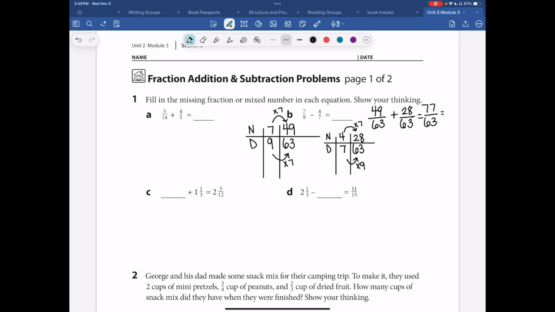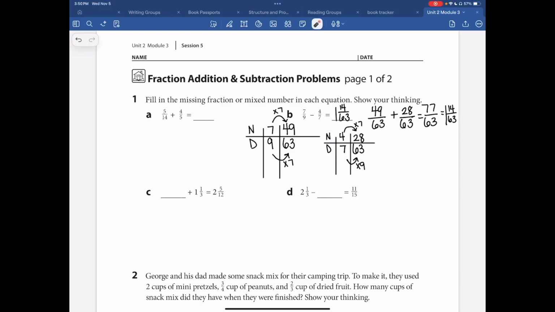63 can go into 77 one time with 14 left over. So this would be our answer. Now, if you're doing this with me, you shouldn't be just writing down the answers, but also the work. All right. I'm going to go over the rest of the homework, but you are doing it on your own.